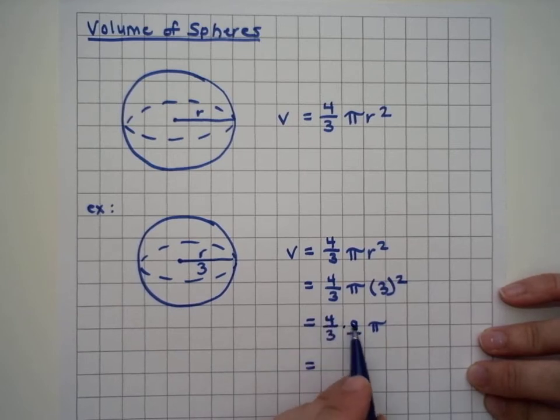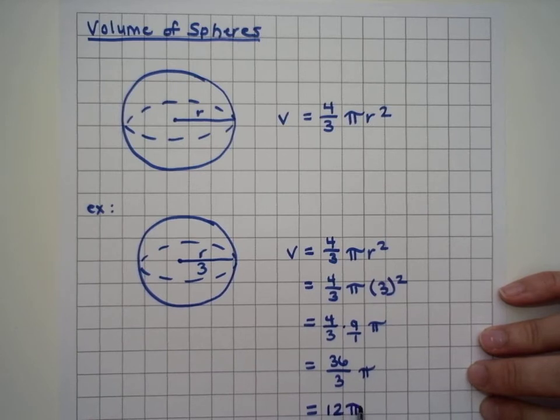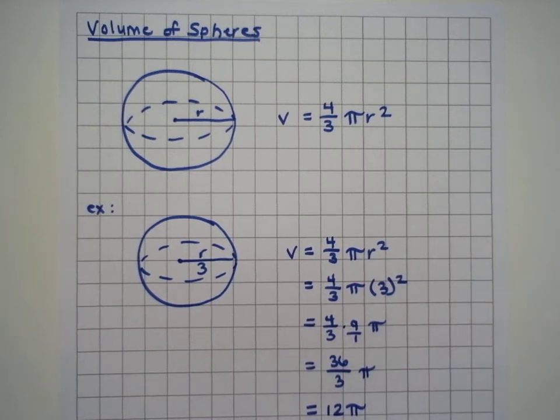So 9 times 4 is on the top, so that's 36. We're going to divide that by 3 times 1 on the bottom, which is 3 pi. And 36 divided by 3 is 12. And we multiply 12 times pi on our calculator, which is 37.7.